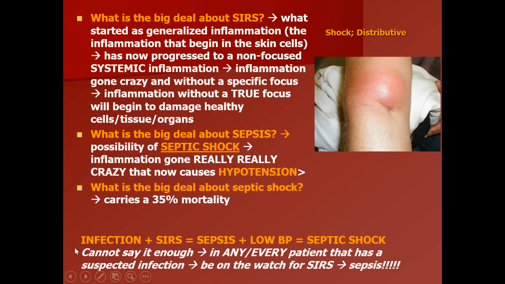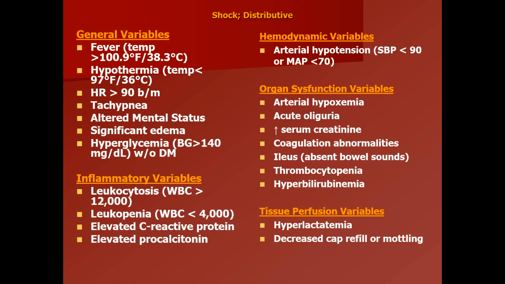So why this long scenario? Because you, the nurse, have to be on the lookout for signs and symptoms of SIRS, and you have to identify to the healthcare provider that, hey, this patient has pneumonia or whatever they have, and now I see that their temp is elevated and their heart rate is 90, or their temp is elevated and their respiratory rate is 36.